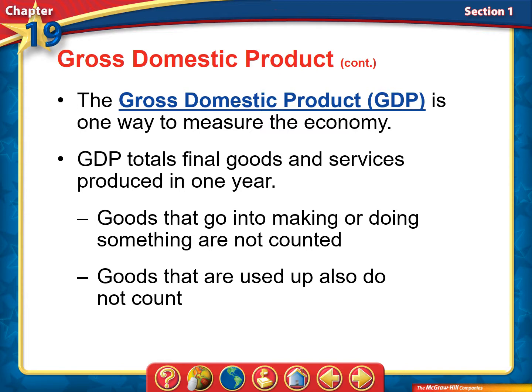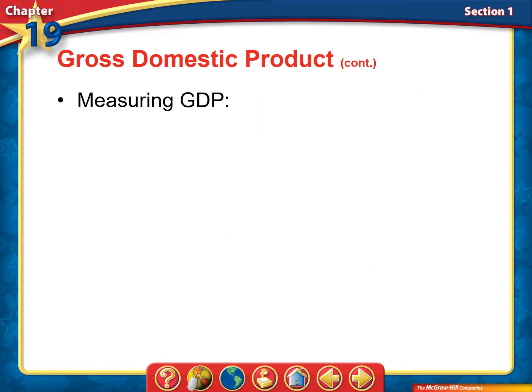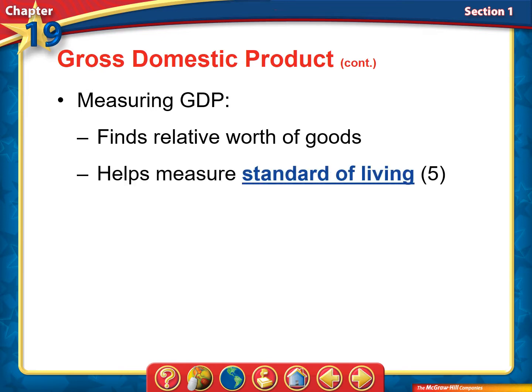So once more, when we look at how much money we made as a family, that doesn't factor in how much gas it took to get here. It doesn't factor in how much food we had to buy. It doesn't factor in all the other million things, medical bills or whatnot. And this is the same with GDP. That's why it's only one measure. But how do we measure it? Well, number one, we have to find the relative worth of the goods and services that we produce. And so ultimately this helps us measure the standard of living.